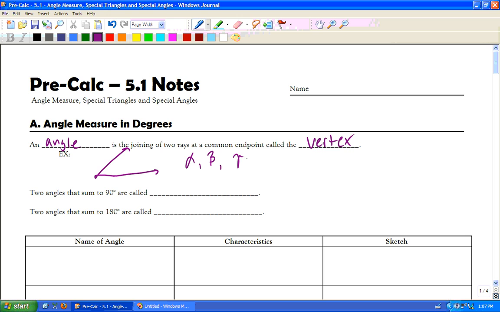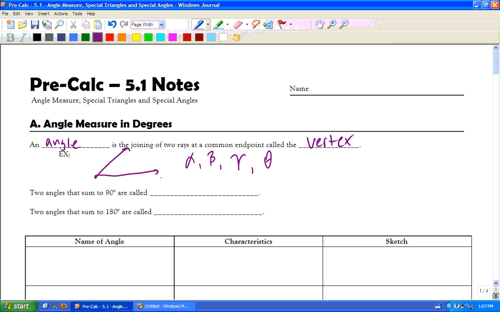The kind of hook-looking thing is called gamma. The most popular is going to be theta. That's a little zero or an O with a line through it. Those are Greek letters. I don't know how they came into convention, but they're used.